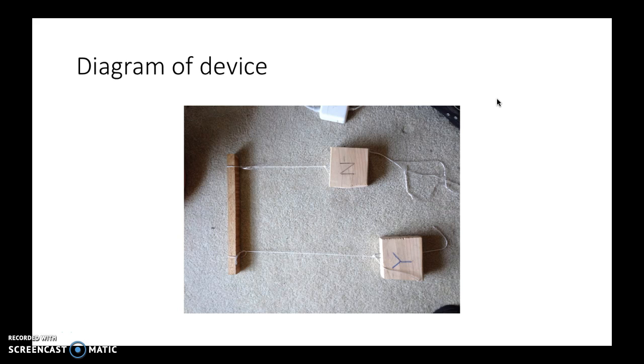The first one is the yes-no device. So here is a diagram of the setup. I'm using the piece of wood that you gave me, and then I have these blocks of wood with N for no and Y for yes written on them, and they're at different lengths. I'll explain the rationale for the different lengths later.